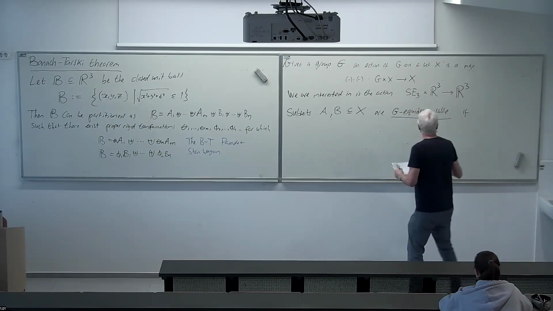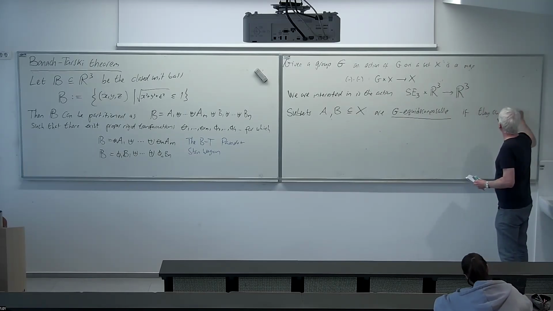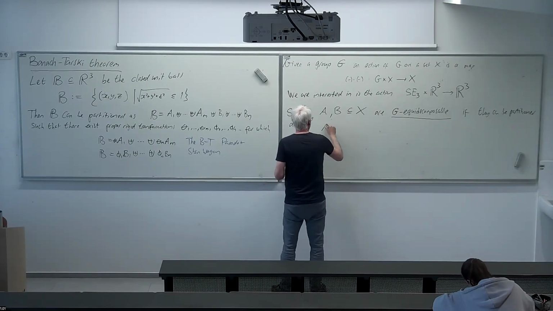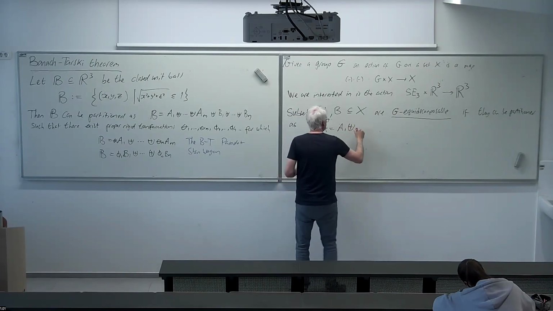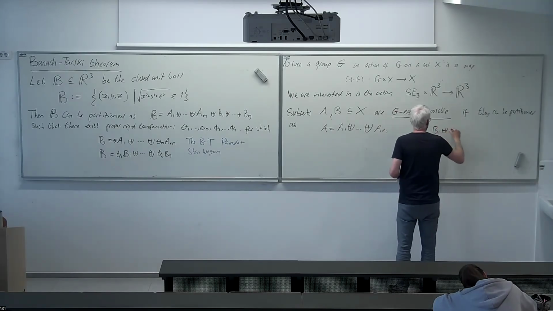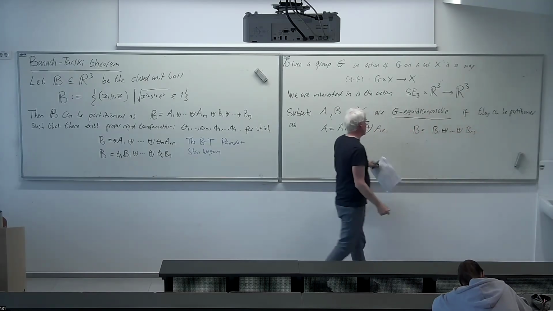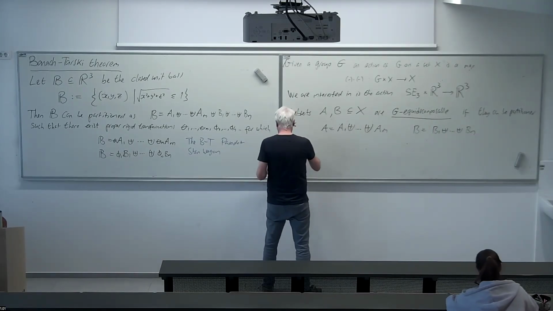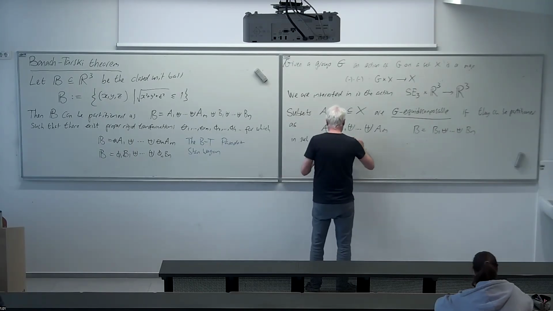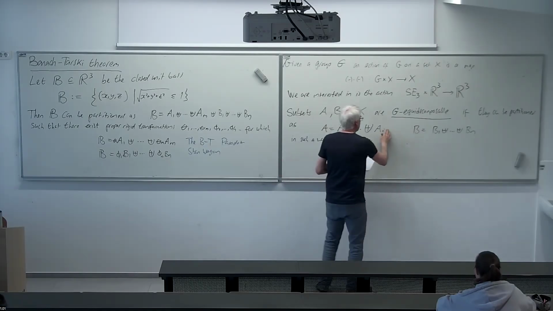if they can be partitioned, so we can carve up A into M parts and B into N parts, disjoint parts, in such a way that there exists, oh sorry, it's N parts here.